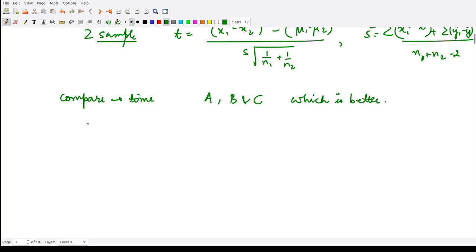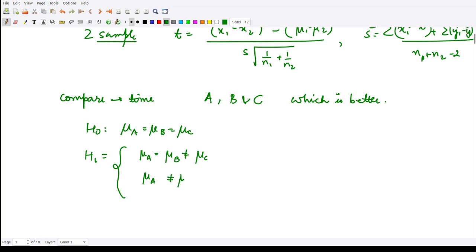So here our null hypothesis H naught would be that all the sample means are equal. The sample mean of first is equal to second is equal to third. That means there is no difference between their means at this level of significance. For the alternative hypothesis, we can say either the means of A and B are equal but for C it is not equal, or for similar cases, the means for A, B and C are not equal at all. So these 3 conditions could be there.